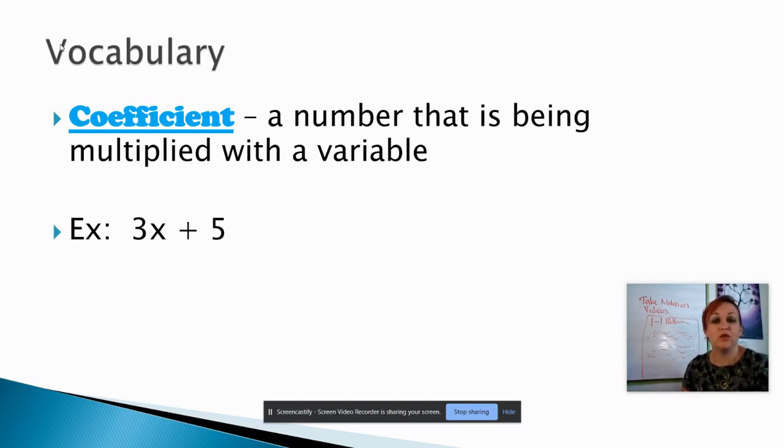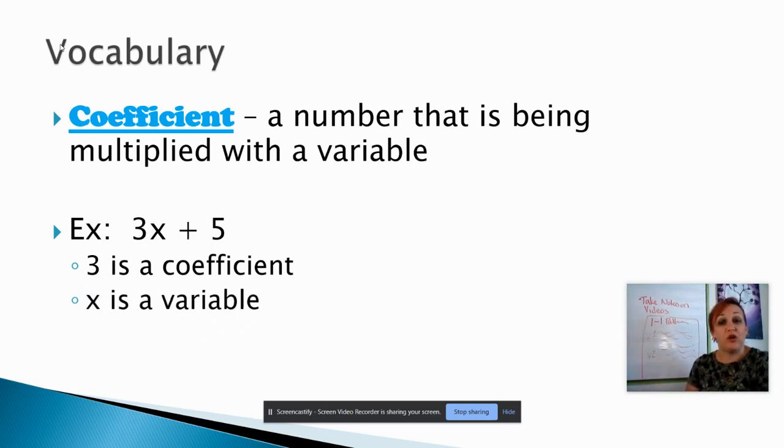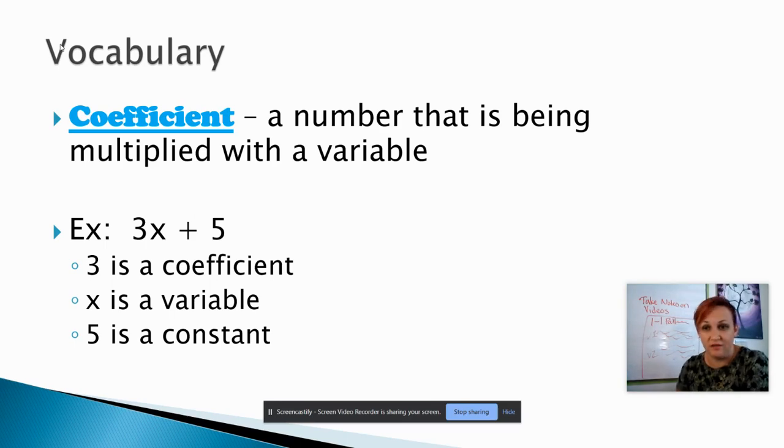Here's an example that utilizes all 3 of our first vocabulary words. In this example, 3 is a coefficient because it's being multiplied with the letter x. And x would be our variable. And then finally, that number 5 that's being added at the end, that's a constant because it will always be the number 5.